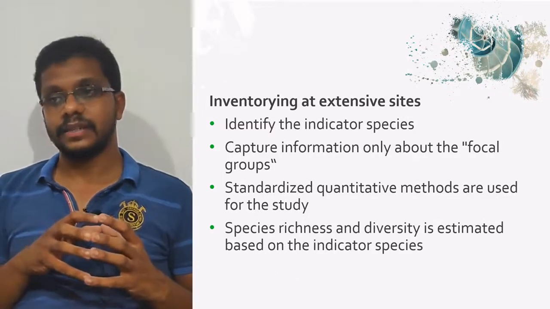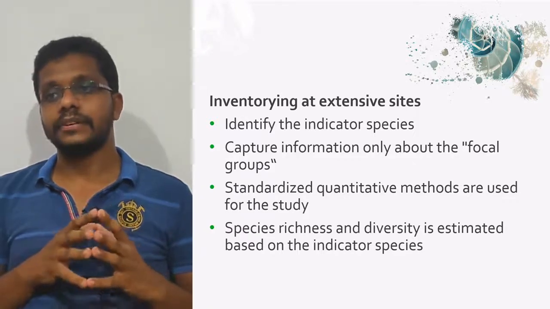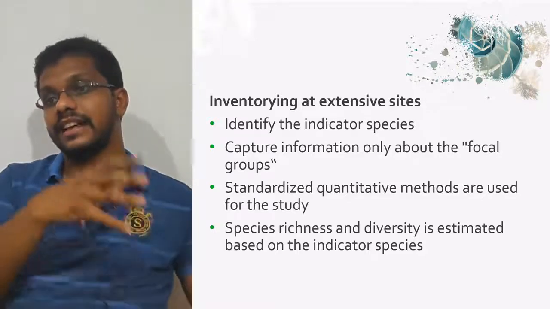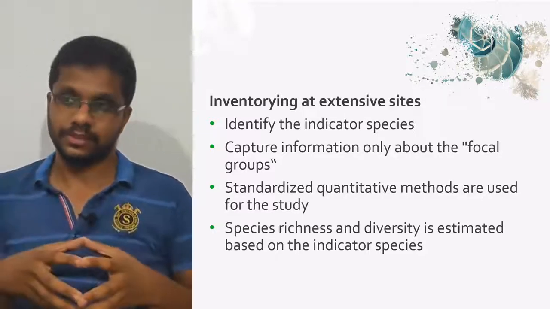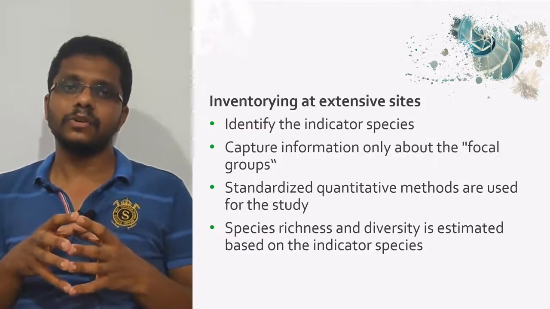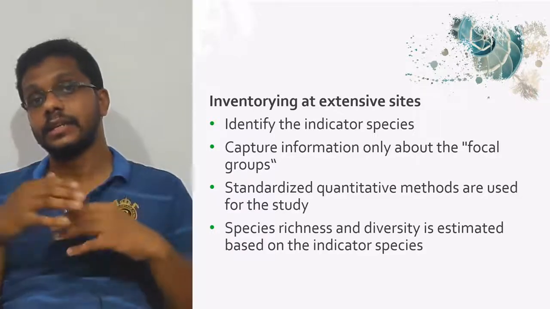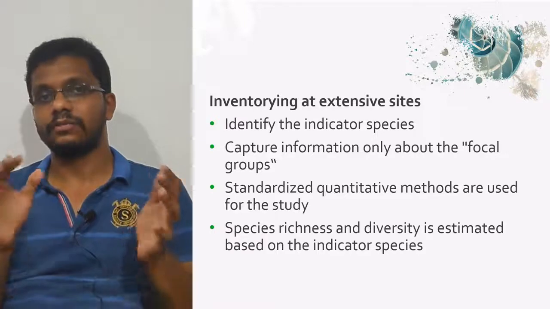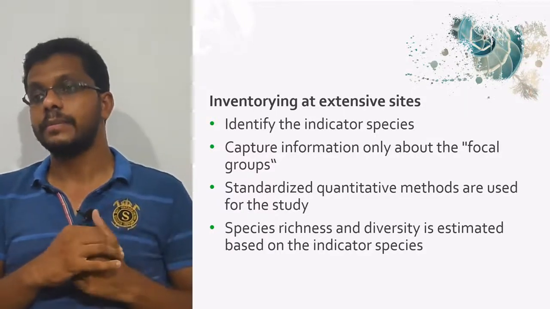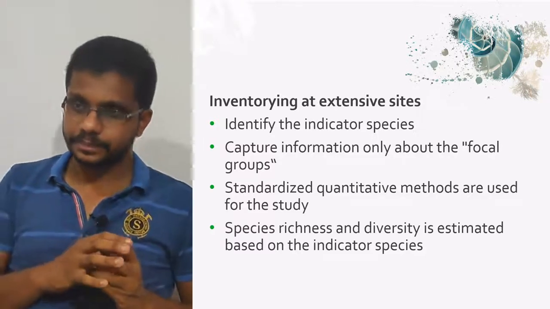Inventorying at an extensive site is different. In an intensive site, we look at all the biodiversity, but in an extensive site, we look only at the indicator species, and we capture information only about these focal groups. The indicator species may not be a single species. Sometimes we will find indicators at different trophic levels, so we will get better data. That's what is called a focal group. A group of two or three organisms, or five or six organisms, will be made a focal group, which together act as an indicator of the biodiversity.